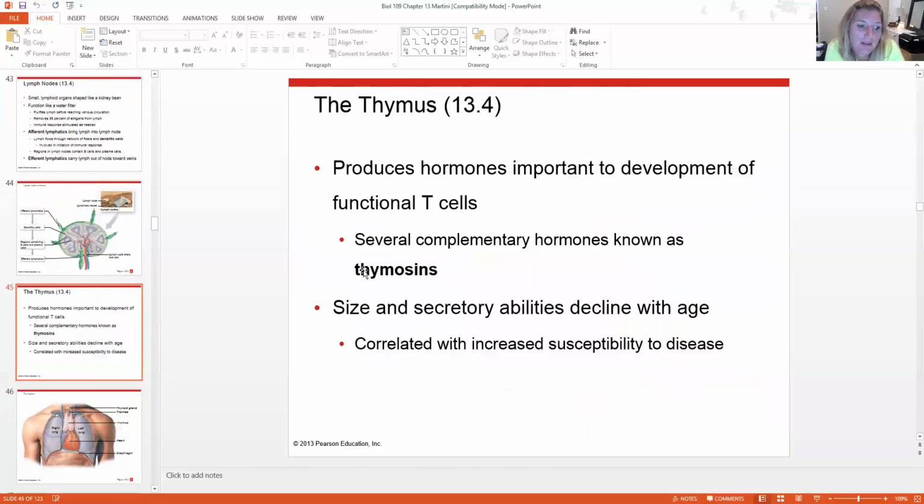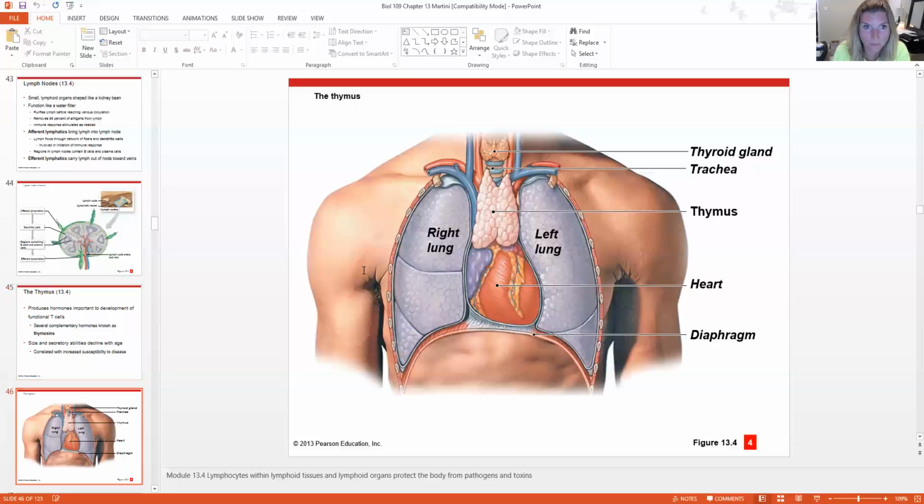Let's talk about the thymus. The thymus produces hormones to help the development of T cells. Those are called thymosins. The size and secretory abilities are going to decline with age. So the versatility of our immune system declines with age, and one of the reasons is because those thymosins are no longer secreted. In fact, the thymus starts to shrivel away with age as well.